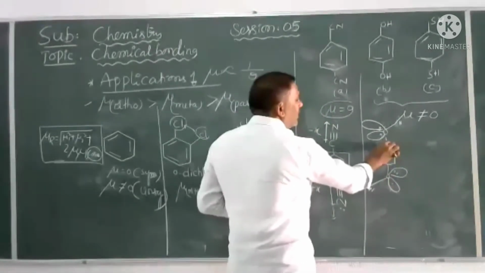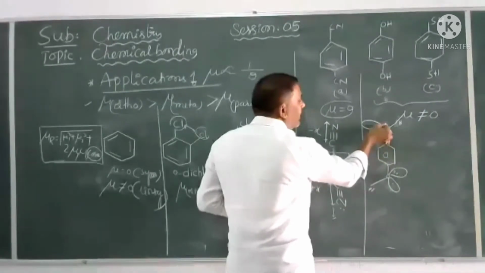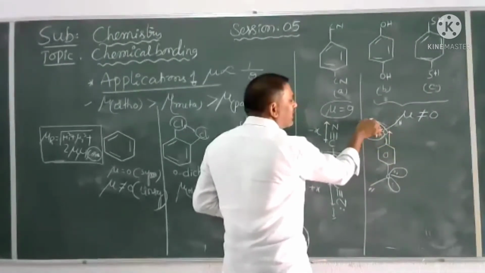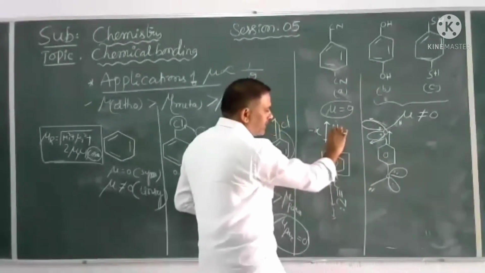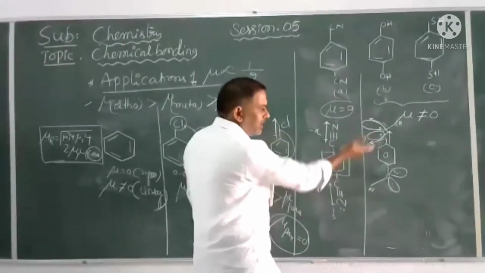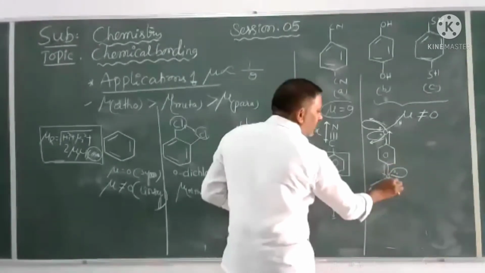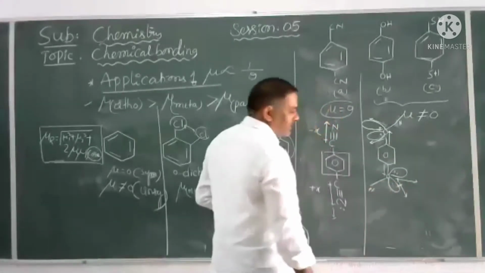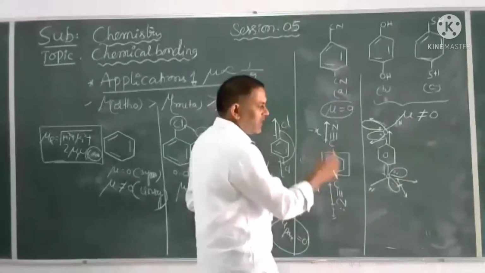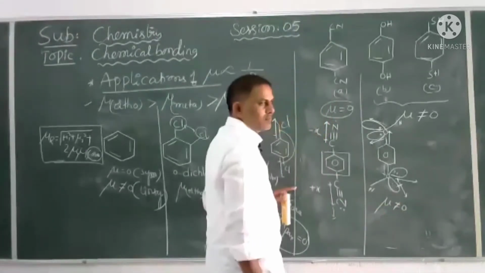So here carbon to oxygen, and again oxygen to the lone pair of electrons, oxygen to the lone pair. You might think they exactly cancel, equal and opposite, but they are not cancelled, because even though there is carbon to oxygen, there is oxygen to lone pair, oxygen to lone pair, there is a movement. That's why the net dipole moment is not equal to 0.